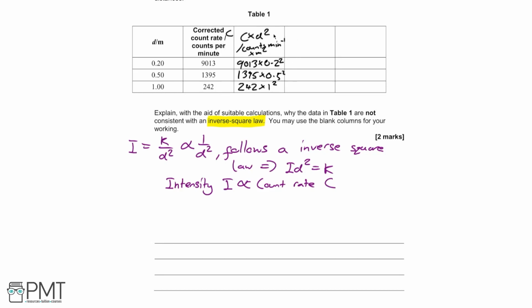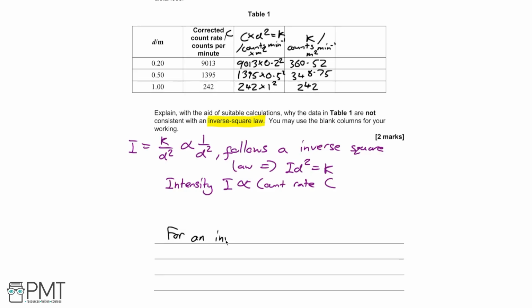This will give us a value of c times d squared is equal to k as 360.52 for the first measurement, as 348.75 for the second measurement, and 242 for the third measurement, and that's again in counts per minute times meters squared. Therefore, since the values of k aren't the same, it means that this data does not obey an inverse square law.